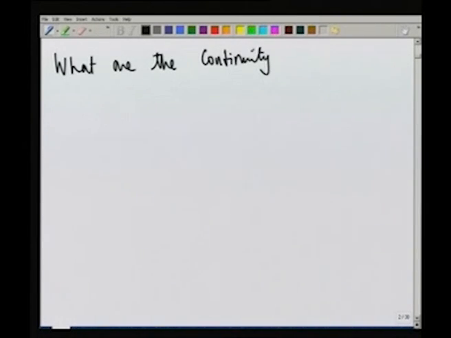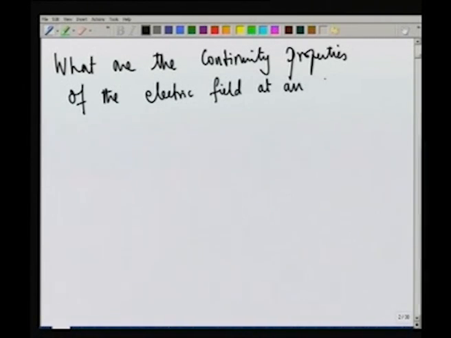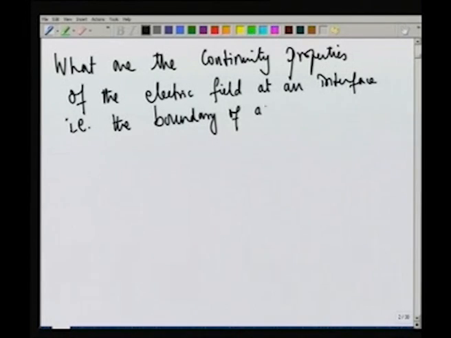What are the continuity properties of the electric field at an interface, or that is the boundary, of two dielectric media? That is the question. So, we have posed the question very precisely. All that remains is to answer this question, except that I have to make one more statement before I proceed.